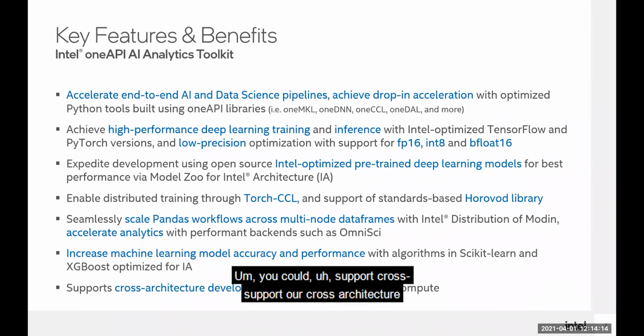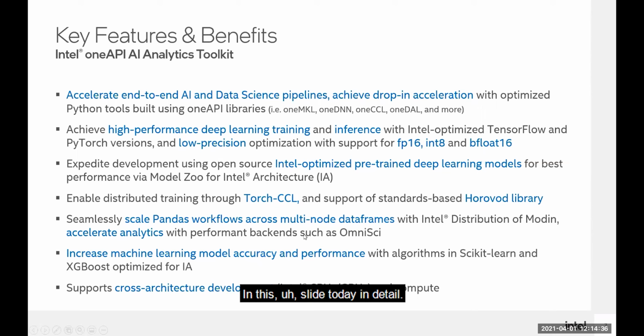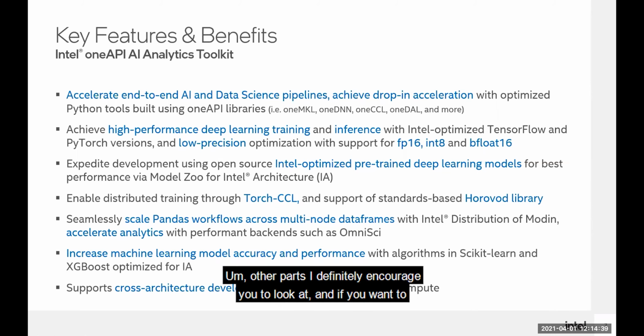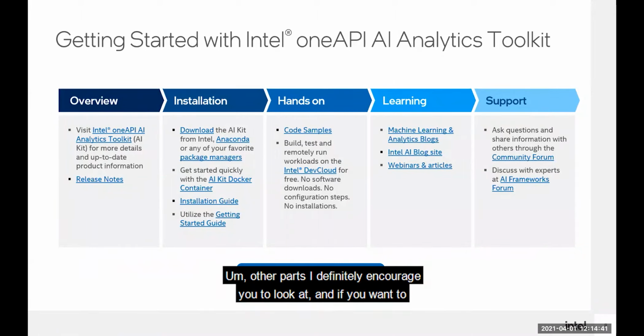You could support cross-architecture development. You could accelerate scikit-learn, XGBoost, and so on. I definitely encourage you to go back and look over this slide at the end. We've also shown this slide in different webinars, so if it's not this webinar, you could see this slide in other places. But I'll be going over some of the stuff in this slide today in detail. Other parts I definitely encourage you to look at. If you want to get started with the oneAPI AI kit, we may revisit this slide at the end. Again, everything I'm covering today is part of the AI Analytics Toolkit, and in that single install, you'll get everything I'm covering today.